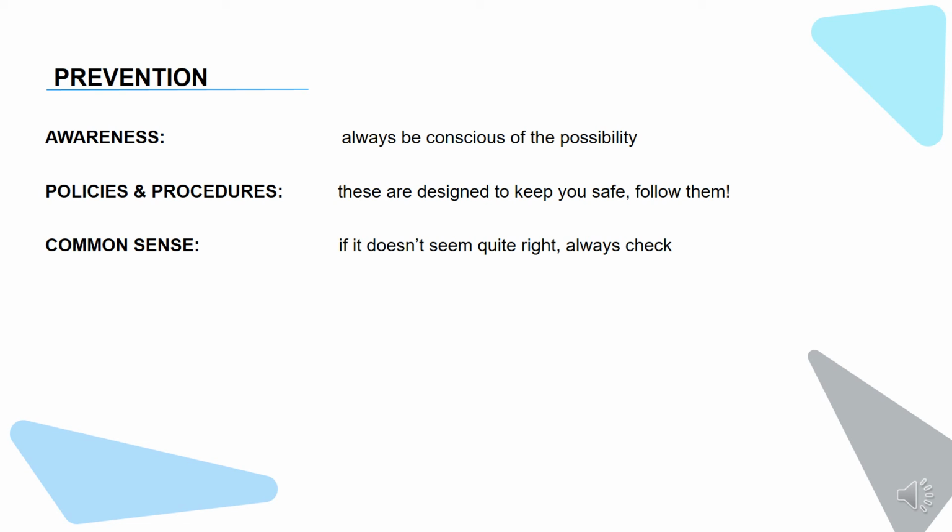The best way of preventing data breaches is just to follow 3 simple steps. Firstly, be aware. Accept the fact that there are people out there who are trying to get into your business. Don't worry about why or who, just accept the fact that they are there and be aware of the possibility. Secondly, your business will have policies and procedures to help keep you safe. Read them and follow them. They're there for your protection.